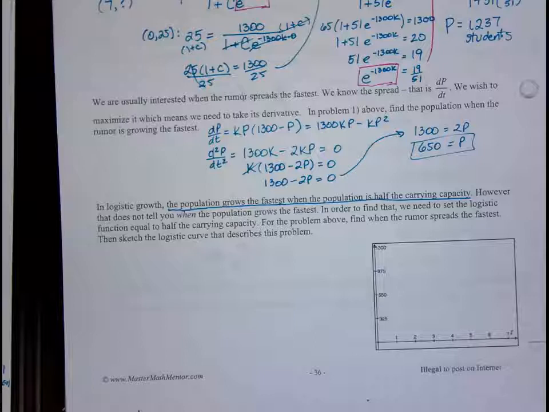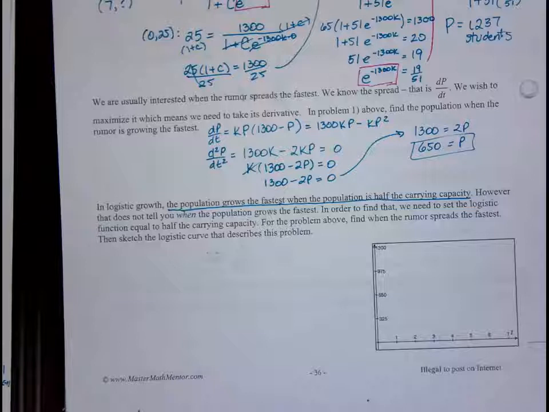Okay? It's growing fastest at half of M, because that's when it does its turn from concave up to concave down. Okay? It's the point of inflection. Happens to be the point of inflection, because that's what we did. We set the second derivative equal to 0, didn't we? We found the point of inflection.